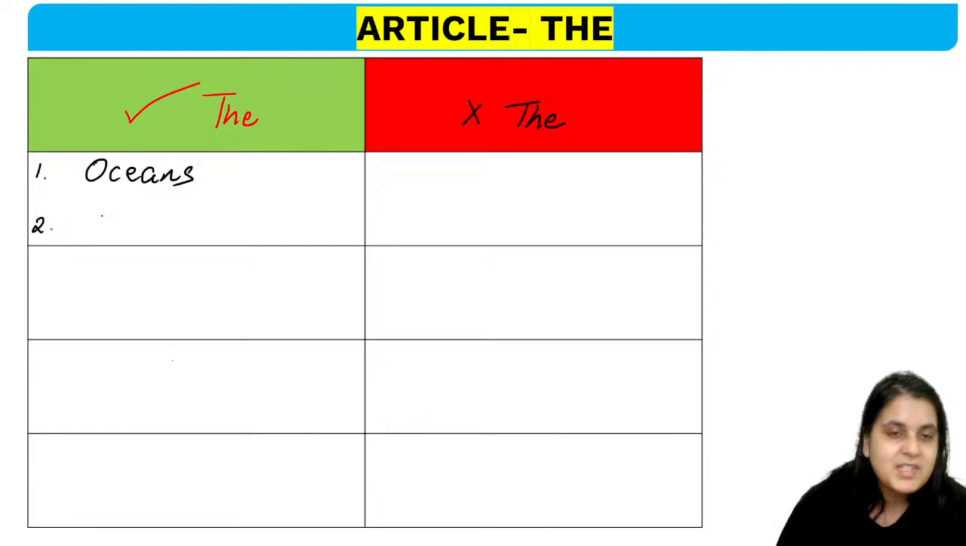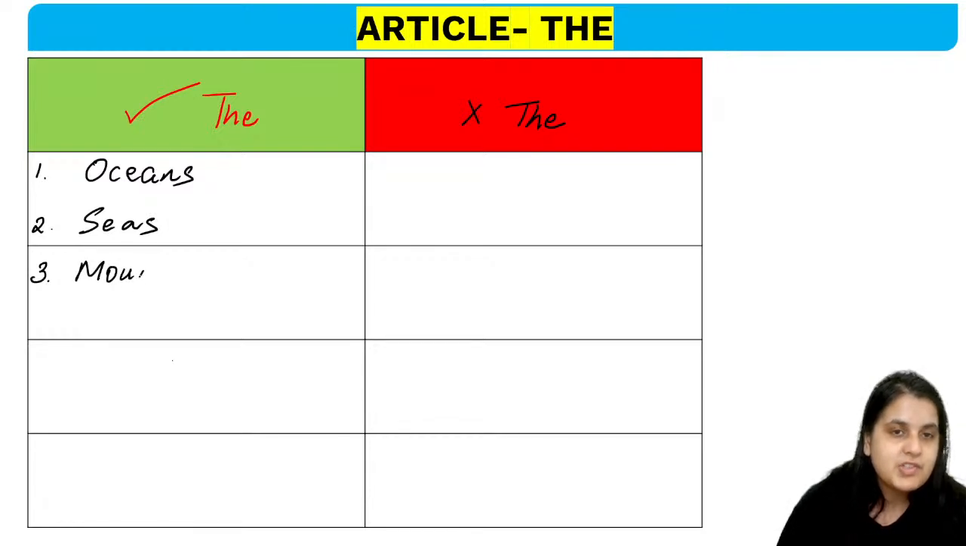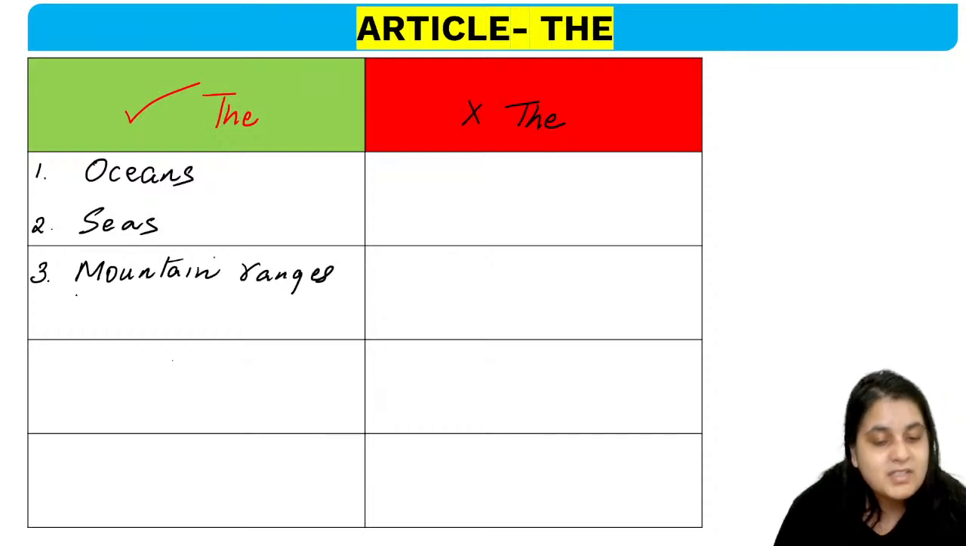Second, we use the with seas. For example, the Arabian Sea, the Caspian Sea, the Dead Sea. Okay, come on guys, keep giving me examples. Okay, I want you to use the chat box. So then we use the with mountain ranges. Okay, we use the with mountain ranges. For example, the Himalayas. Okay, the Mediterranean Sea, very good. The Pacific Ocean, wonderful.